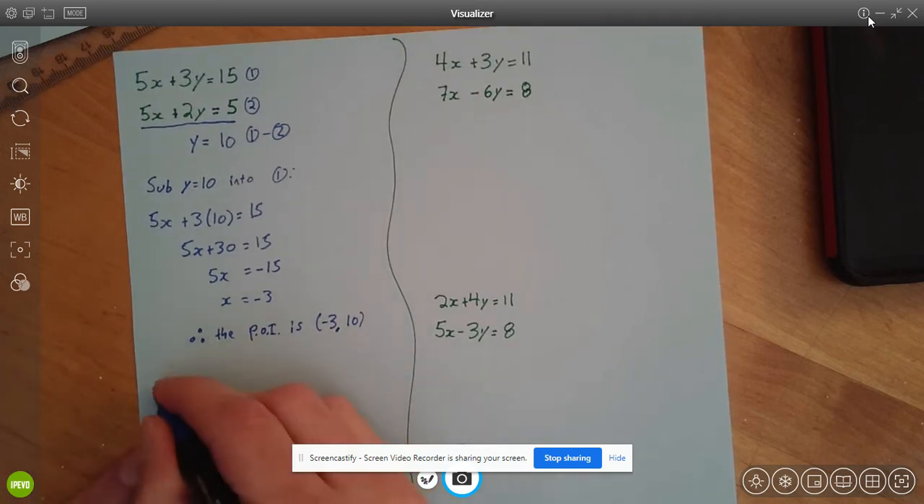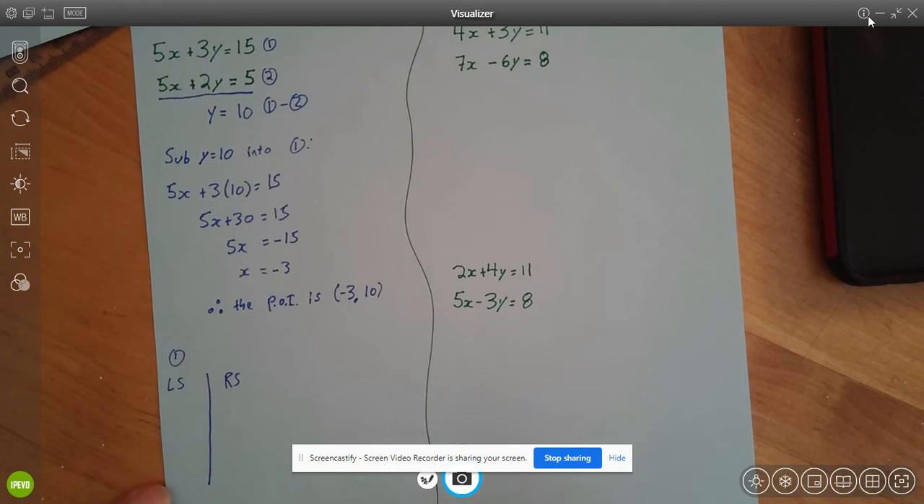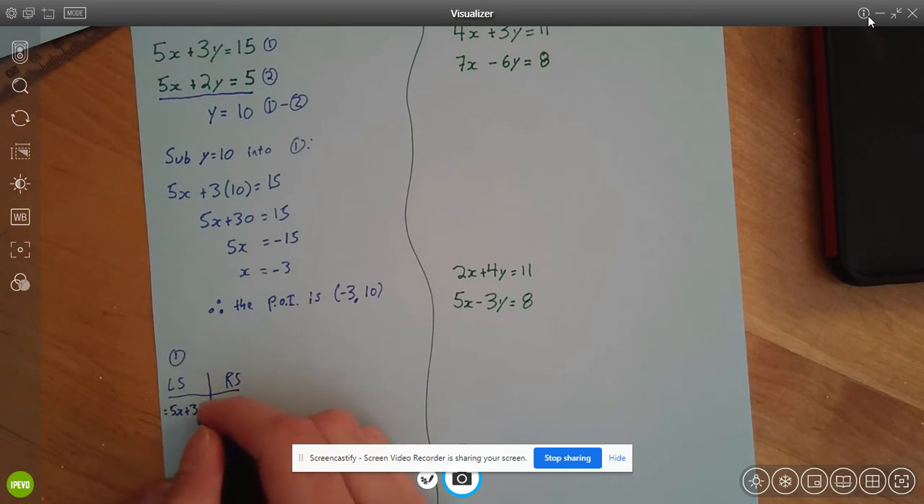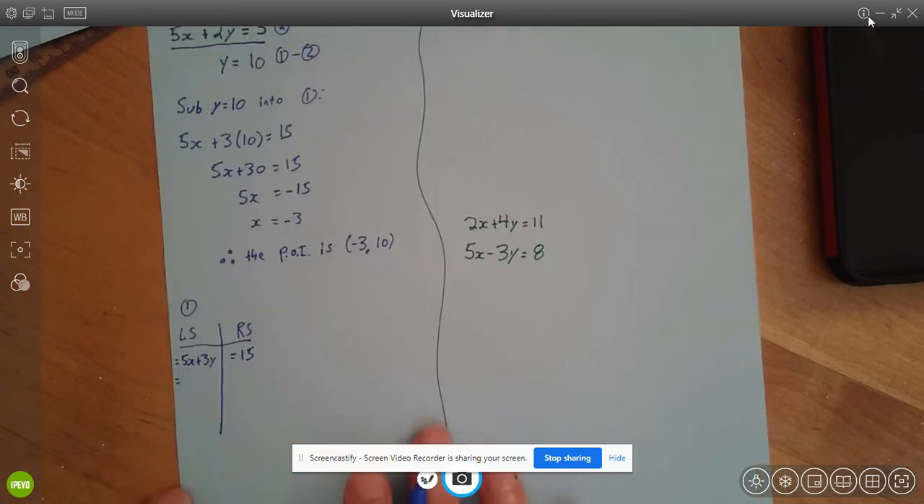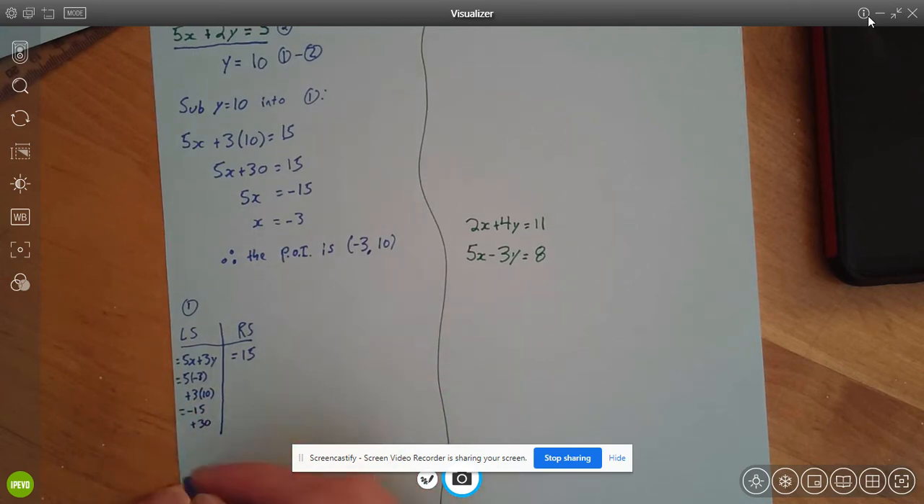And again, if we want to verify our solution, we should do a left side, right side check for both equations. I'm not sure if I've given myself really a ton of space here. We'll do our best. So in equation 1, the right side was 15. The left side was 5x plus 3y. I think x is negative 3, and I think y is 10. So 5 times negative 3 is negative 15. 3 times 10 is 30. Sure enough, negative 15 plus 30 is positive 15. Left side equals right side. Therefore, this point is definitely on line 1.